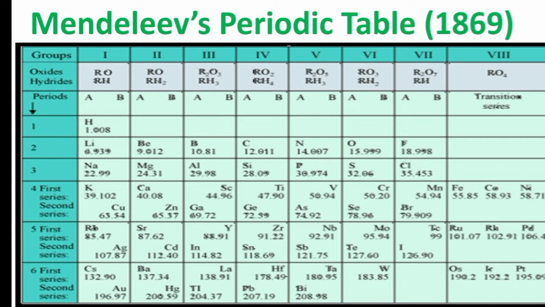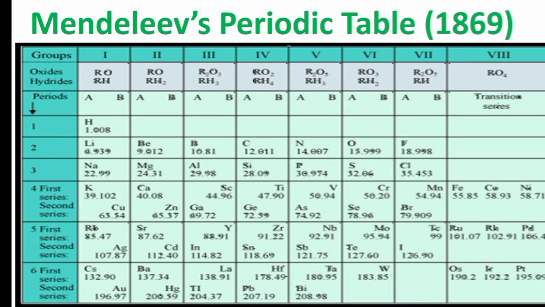Now another limitation was related to hydrogen. He was confused about exactly where hydrogen should be placed. Should it be placed with the alkali metals or with the halogens? Mendeleev was not able to crack such questions. So that was another limitation of this periodic table.